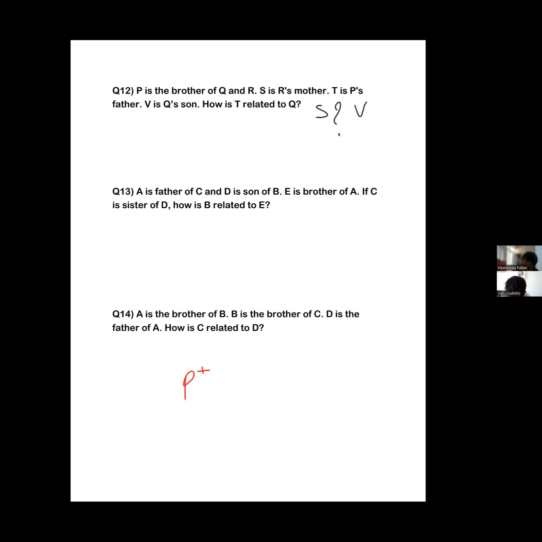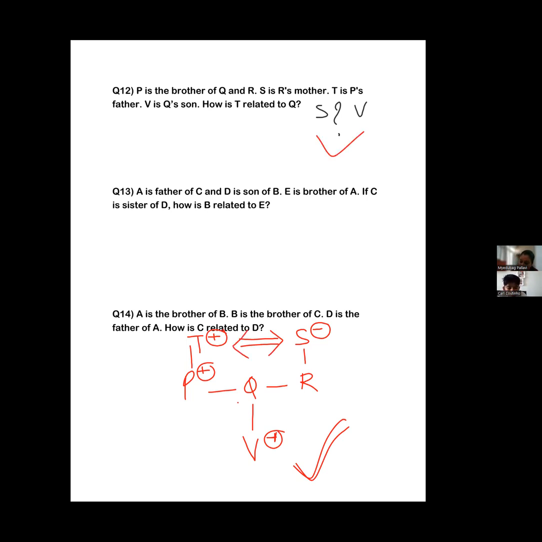P is the brother of Q and R. S is R's mother. T is P's father. And V is Q's son. How is T related to Q? Is this correct? Yes. That also means that T and S will be a married couple, right? And how is S related to V?